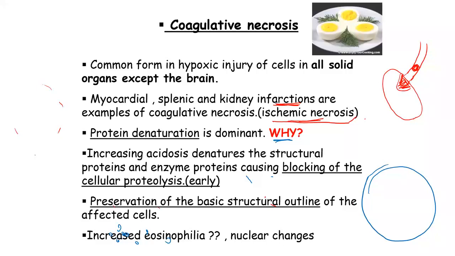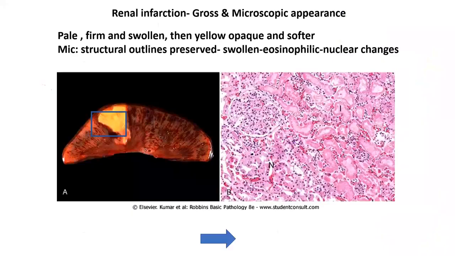We have increased eosinophilia. Why? Because we have increased binding of the denatured cytoplasm to the eosin, and we also have nuclear changes, which are pyknosis, karyorrhexis, karyolysis, and this will add more to the eosinophilia, as we have said. If we look at the gross and microscopic picture of renal infarction as an example of coagulative necrosis, look at this.